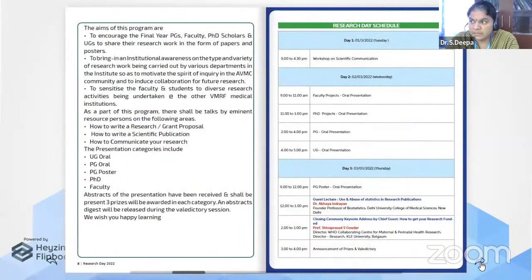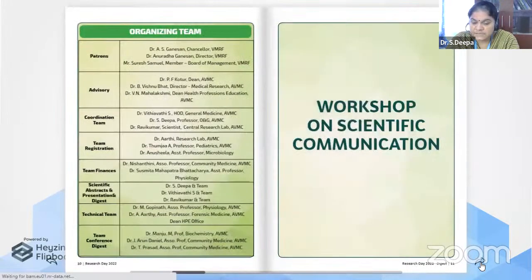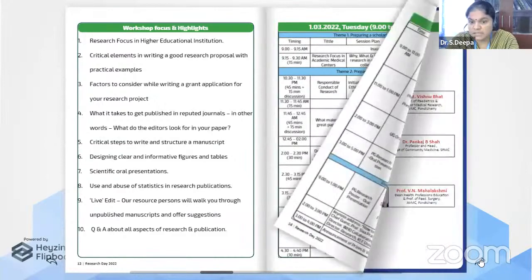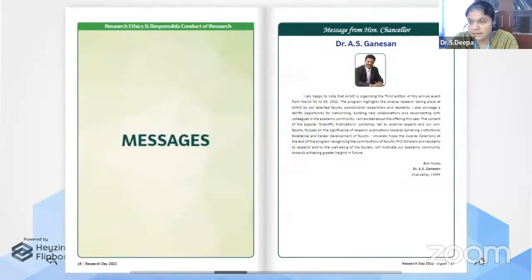Then we have the Research Day schedule of the 3 days. Next, we have the organizing team of this 3 days workshop. Then we have the highlights of the workshop on scientific communication, followed by the 3 days program schedule in detail. Then we have our resource persons.